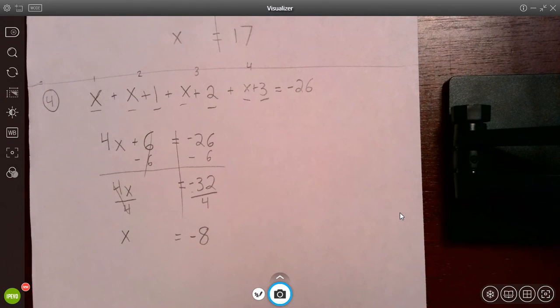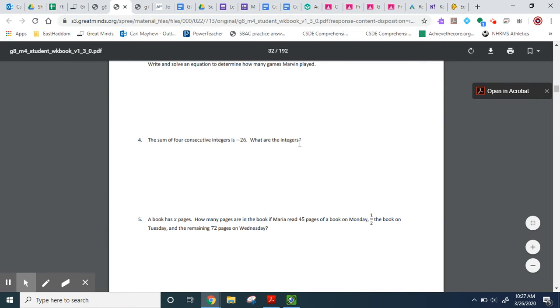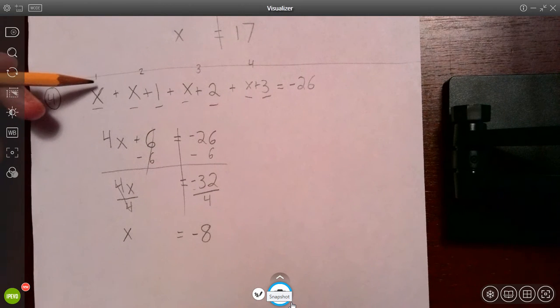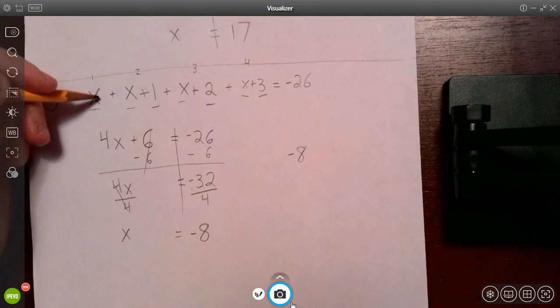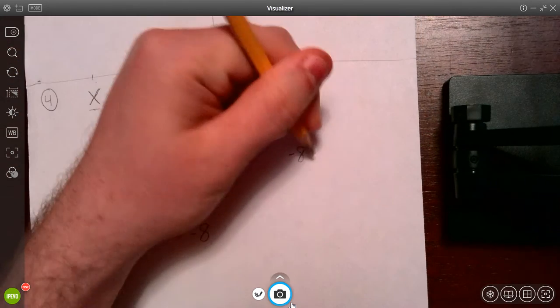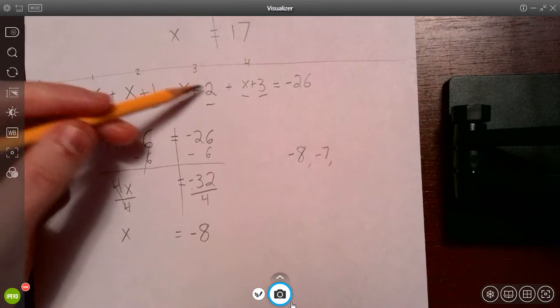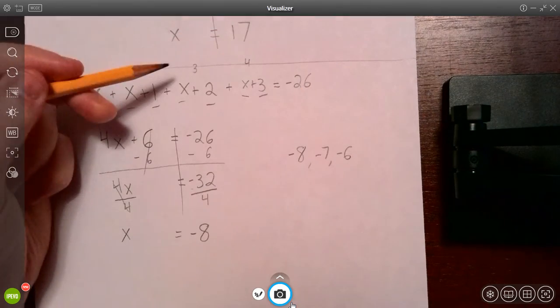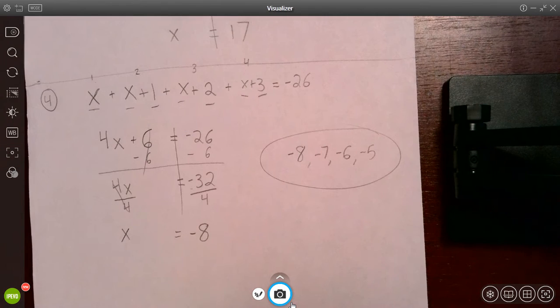Now, that actually doesn't answer the whole problem, because if we go back, the problem says, what are the integers, not just what is x? Well, if we go back and we say, hey, integer number 1 was just x, then our first one was negative 8. Our next one then is negative 7, followed by, well, negative 8 plus 2 is negative 6, and negative 8 plus 3 is negative 5. So in order to have the whole answer to this, you need to have negative 8, negative 7, negative 6, and negative 5 for your answer.